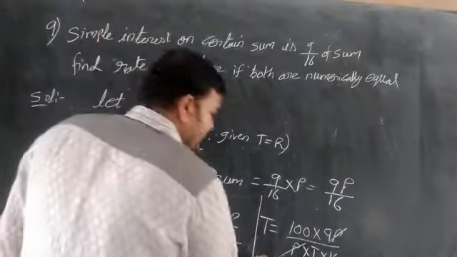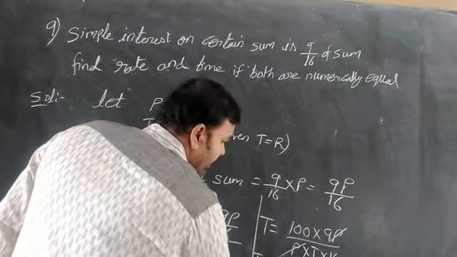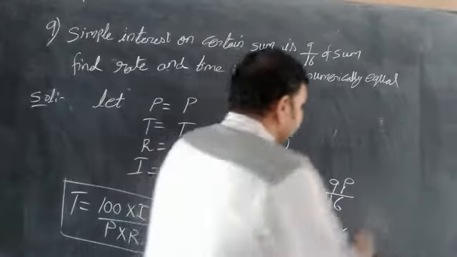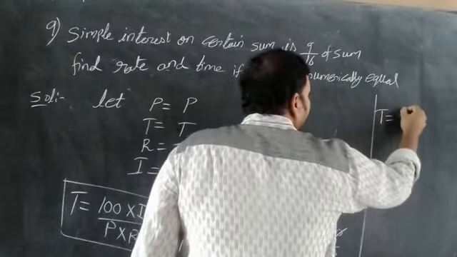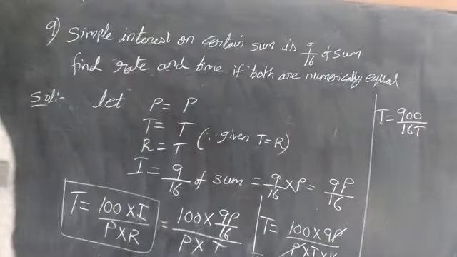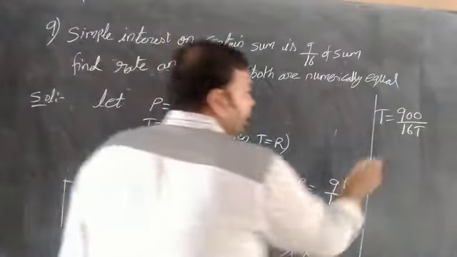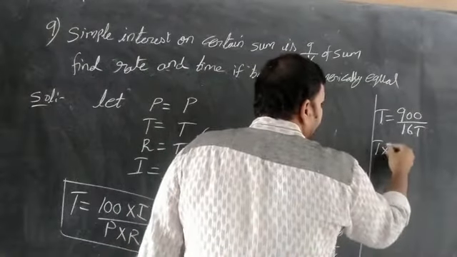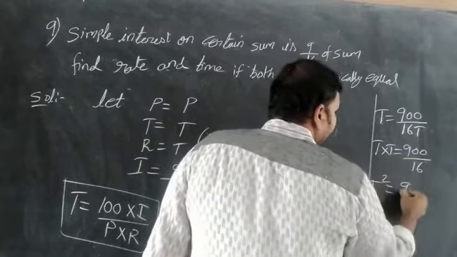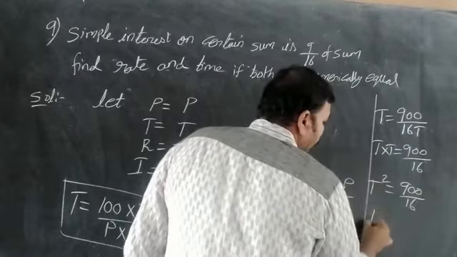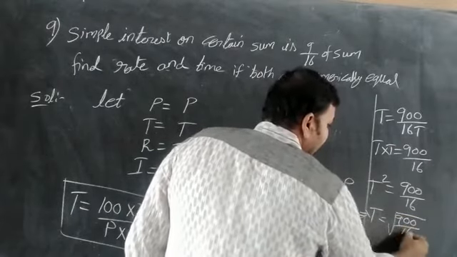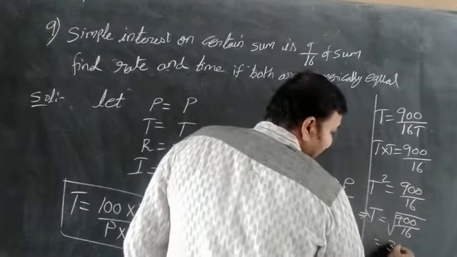So T is equal to 900 by 16T. We want only T, so this T will come to this side. T into T is equal to 900 by 16, so T square is equal to 900 by 16. We want only T, so taking the square root, root of 900 by 16 is equal to 30 by 4.